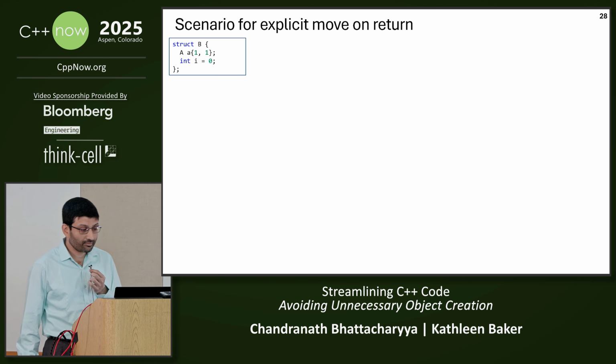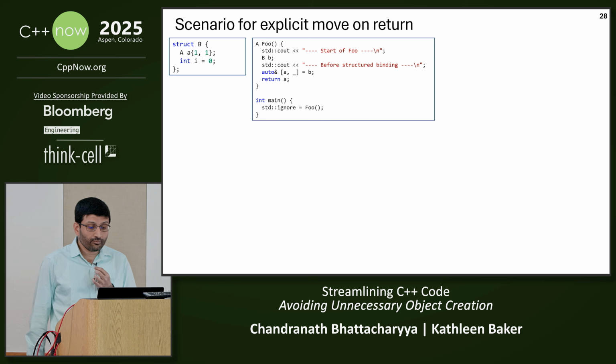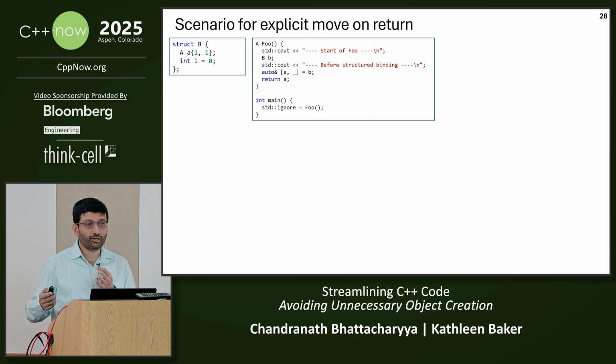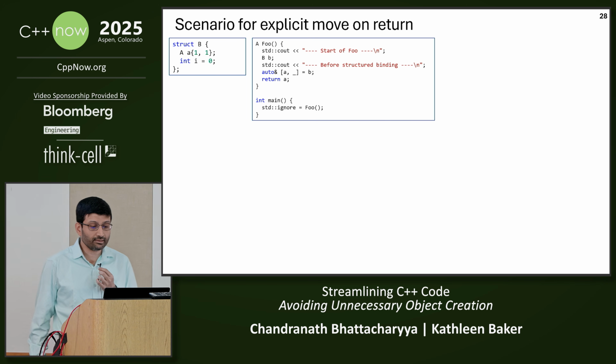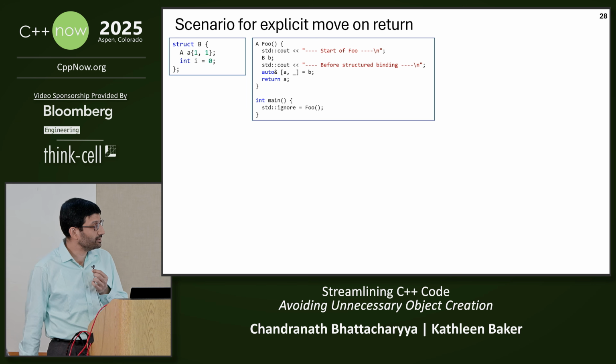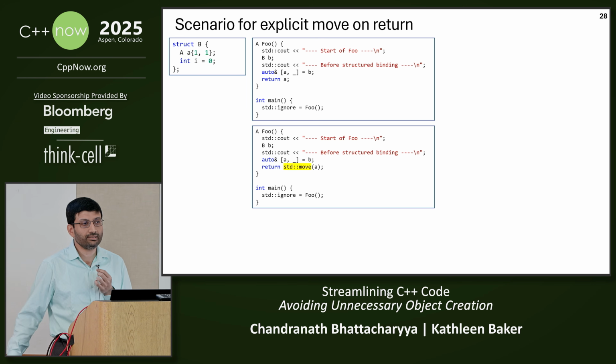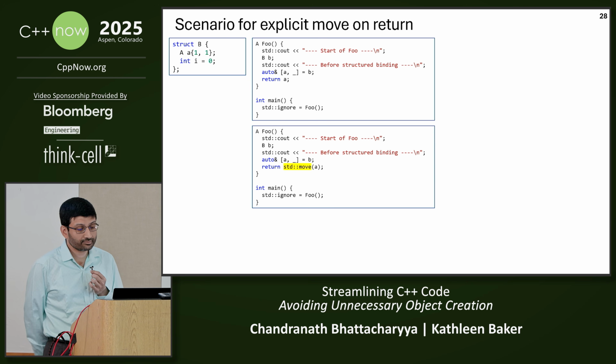So again, we have the same struct. We have this function foo, which does a structured binding, creates that object of type B, and then does a structured binding and gets that A as a reference and then returns it. Here's an alternate piece of code, does the same thing, only difference, just a std::move at the end. Here's the output.